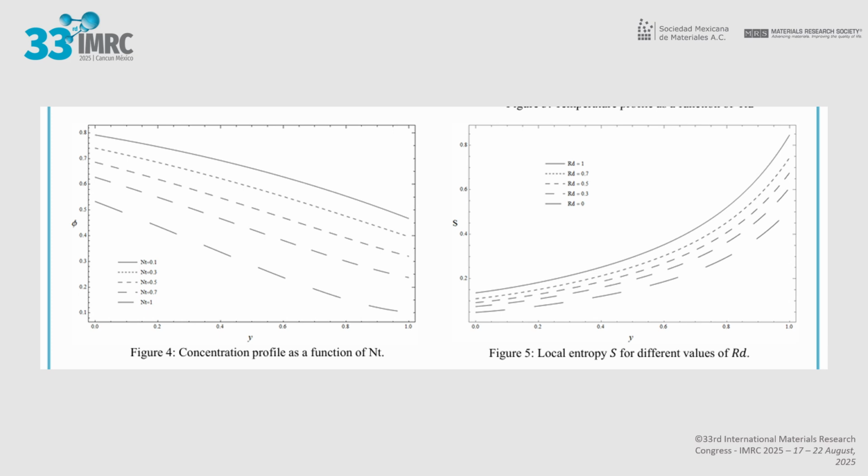In figure 5, the behavior of local entropy generation Ns is shown for different values of the nonlinear thermal radiation parameter Rd. It is observed that as Rd increases, the local entropy profile increases significantly throughout the domain. This is because a higher value of Rd intensifies the effects of thermal radiation in the system, which increases the rate of thermal energy transfer by radiation. As a result, large temperature gradients are generated, which in turn increase thermal irreversibilities and consequently the local entropy generation.